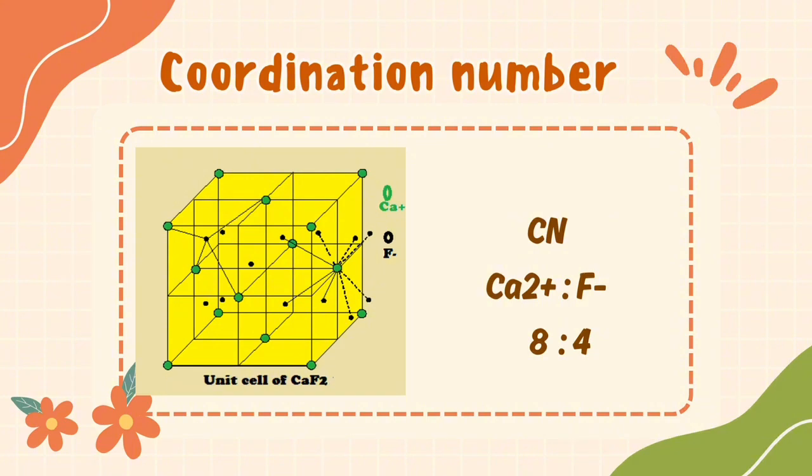For the coordination number of Ca2+, each calcium ion is surrounded by 8 fluoride ions. These 8 fluoride ions are located at the vertices of a cube that surrounds the central calcium ion. Therefore, the coordination number of Ca2+ is 8. As for the coordination number of F-, each fluoride ion is in contact with 4 calcium ions Ca2+. These calcium ions are located at the corners of a regular tetrahedron surrounding the fluoride ion. Therefore, the coordination number of F- in the fluorite crystal structure is 4.